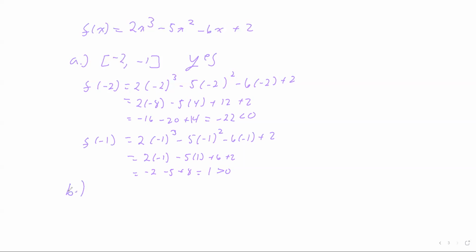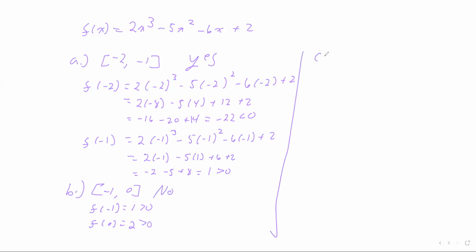Now, you might go, well, there's a lot of parts here. It's going to take me forever. Not so much, because the next one's -1 and 0. You already know that f of -1 was equal to 1, which is greater than 0. So all you got to do is plug in 0 and see what it equals. But we know if you plug a 0 in there, that's just going to be 2, which is also greater than 0. So the answer to this one is no.